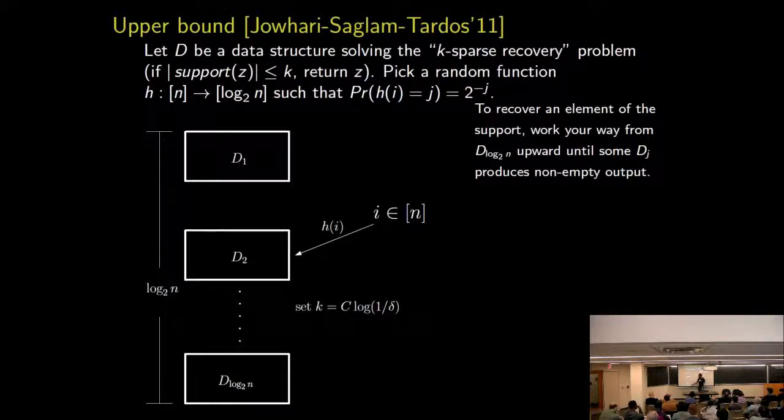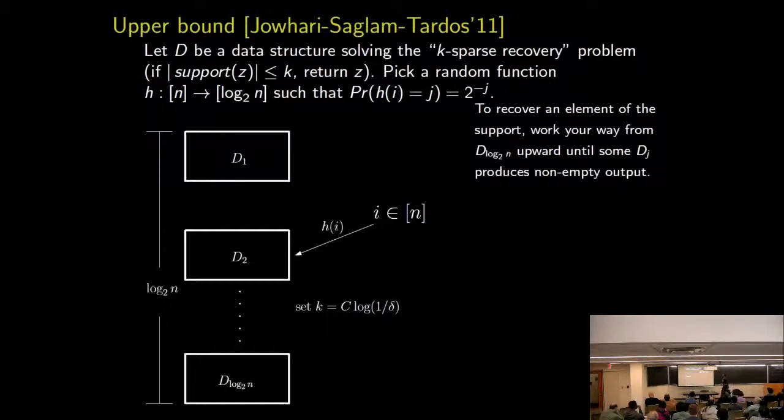So down here, you expect it to be empty, empty, empty, empty. And then all of a sudden, when you get to the right level, basically 2 to the j, where the true support size over 2 to the j is roughly k, then it won't be empty. So when you ask this data structure to recover the vector, it'll give you a fruit. That's how it works.